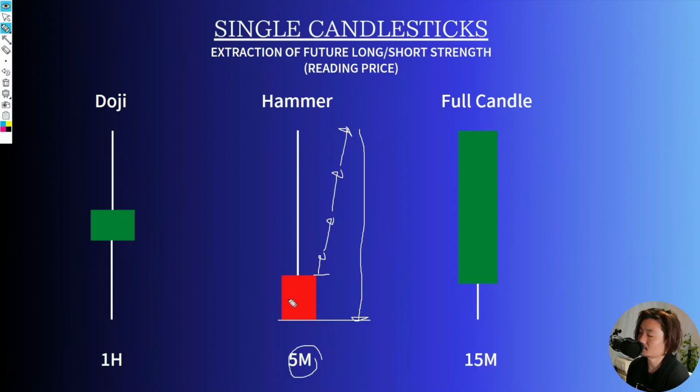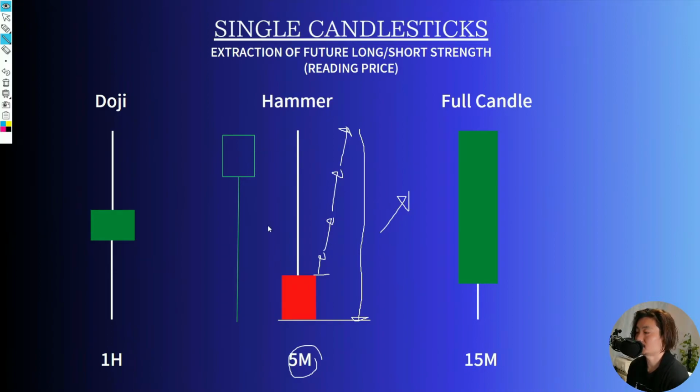Okay, and a hammer can also be used to provide future long strength, right? So you just have to reverse this. If you want a hammer that shows future long strength, you want a green body with a very low wick on the downside.